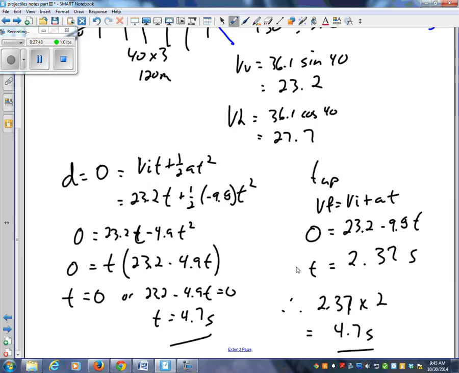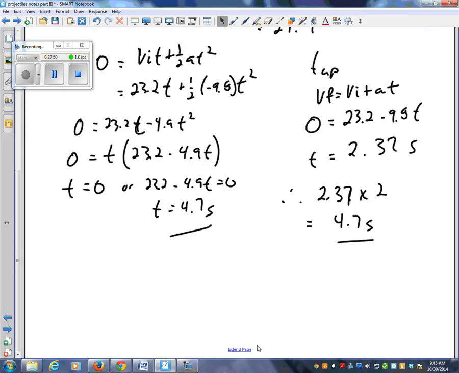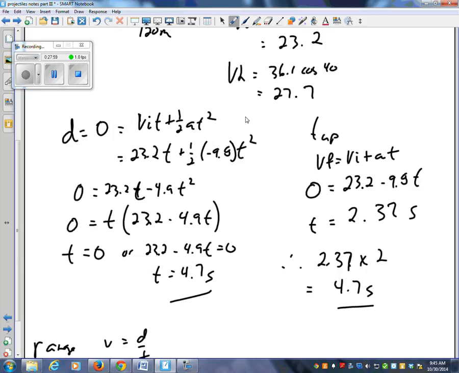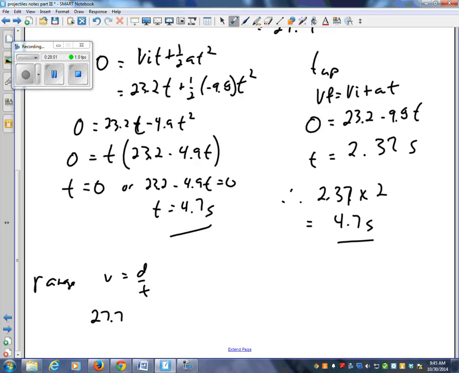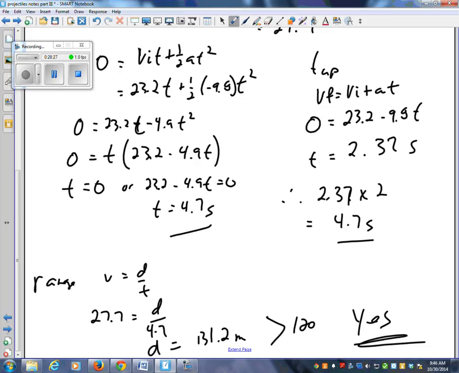And the last step then is to do what? The question is, will he make it? Will he go far enough? Find the range. v equals d over t. What was my horizontal component? 27.7. Giving me a range of 131.2 meters. He needed to go 120. Will he make it? Yes, he will make it. With plenty of room to spare, in fact.